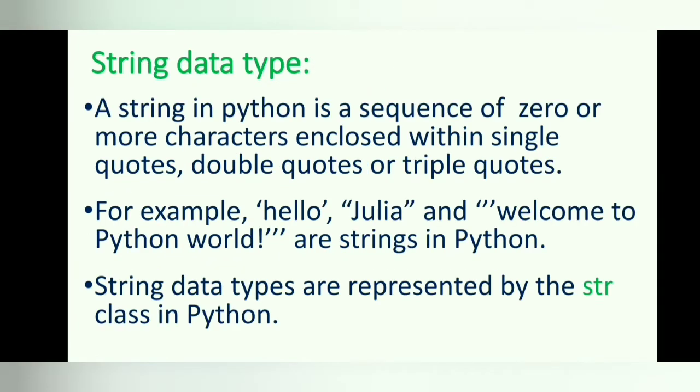String data type. A string in Python is a sequence of 0 or more characters enclosed within single quotes, double quotes, or triple quotes. So Python knows where the string begins and ends. For example, hello, Julia, and welcome to Python world are strings in Python. String data types are represented by the str class in Python.